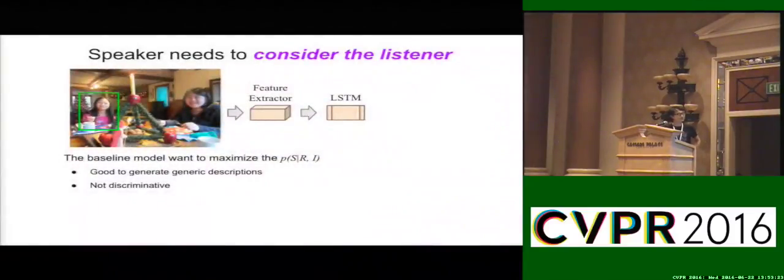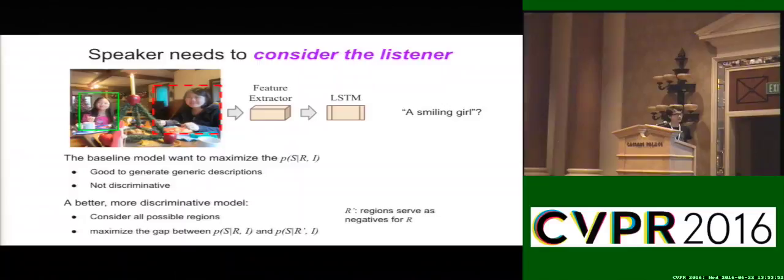Okay, so let's revisit our baseline model. This model will focus on the ground truth regions and try to maximize the probability of the sentence given this region. So it's totally possible that this model will generate a description like "a smiling girl," which is a perfectly fine description for the region, but from a listener perspective, it's actually ambiguous because there's another girl that is smiling in the image.